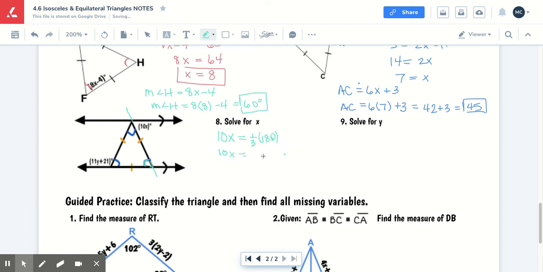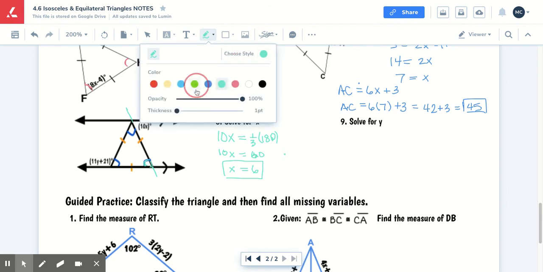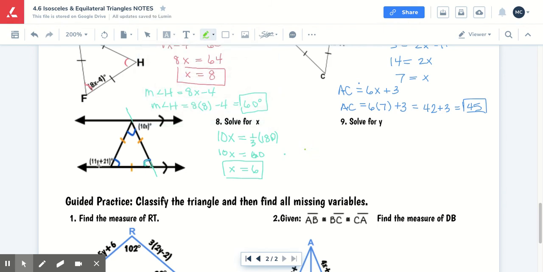So then I could say 10x is equal to 60. And then x would equal 6. That gives me my x. Now for y, it is a part of this angle over here. And again, we have a transversal through these 2 parallel lines here. So I could say that this one would be equal to this one here because those are alternate interior.